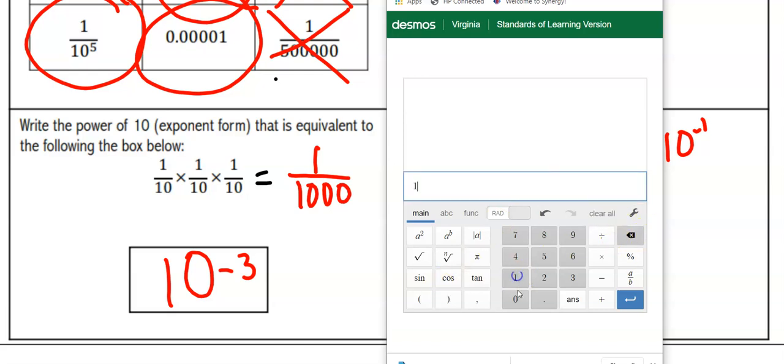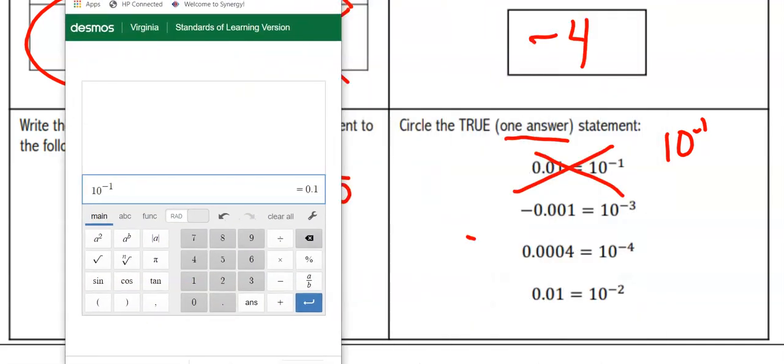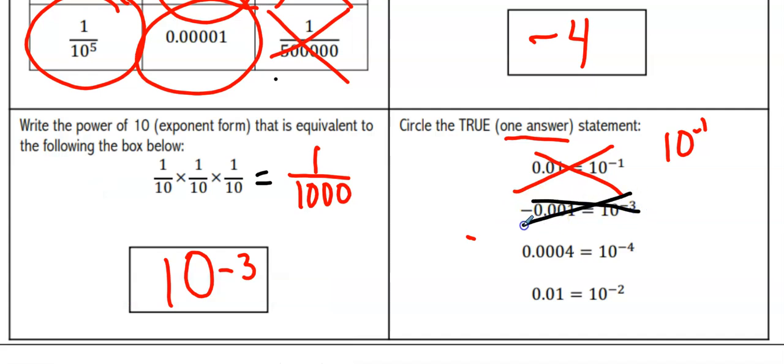Clear. 10 to the negative 1. Okay, I get 0.1. And you can see that that's not the answer. That's 0.01. And then if I put in this one, that's a negative. So I can go ahead and delete that one. I know that one's not going to work. This one has a 4 in it, and that's never going to be the answer.